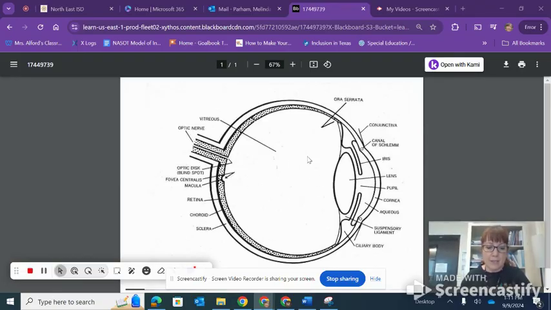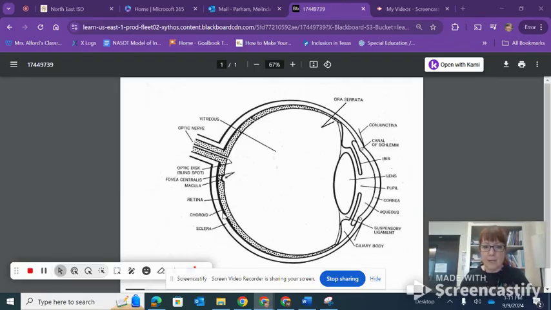And then back here is, if I can say it right, the vitreous humor, because we had the aqueous humor up here, and so we have the vitreous humor right here. That is where most of the fluid of the eye is. It's behind the lens, though. And so looking right here, we talked about the sclera.